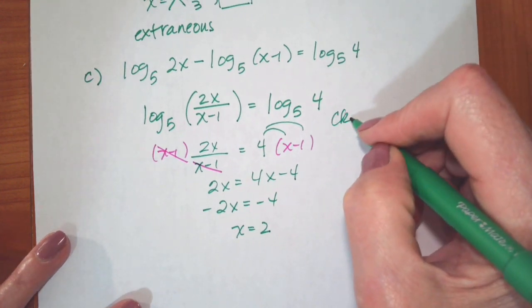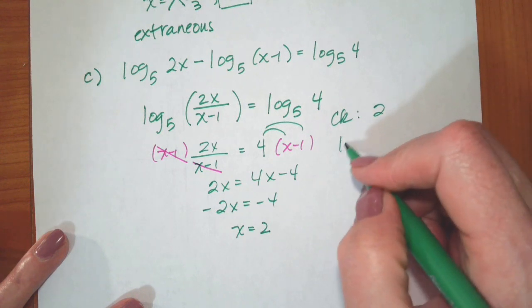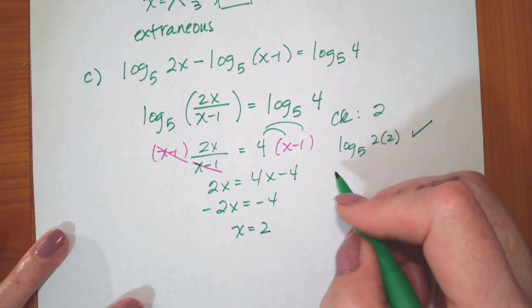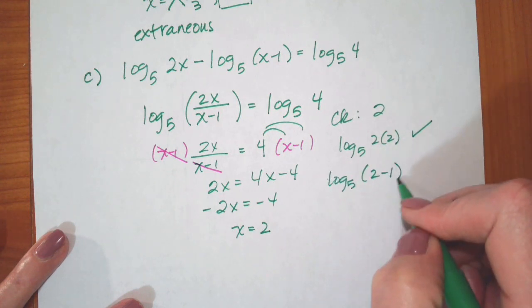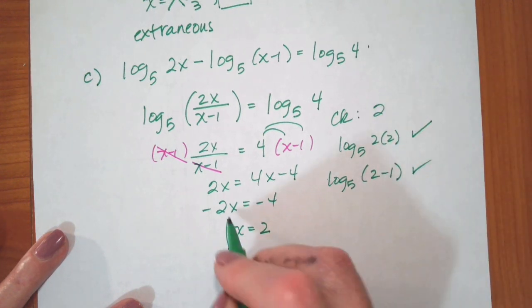So let's do our check. So the log base 5 of 2 times 2 is okay. Log base 5 of 2 minus 1, this is positive, so that's okay, and that one's okay, so this is a solution.